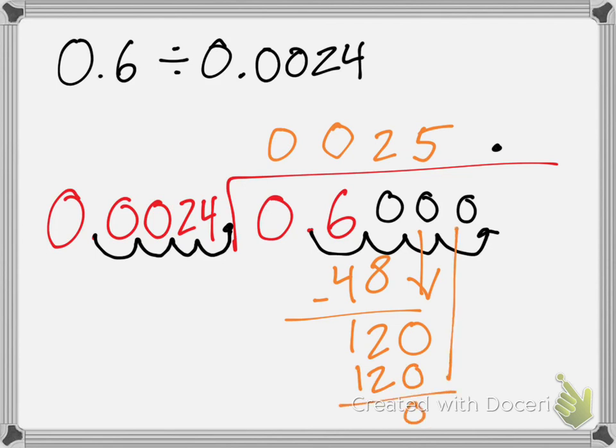I still have more to do. I bring down my 0. It goes into 0, 0 times. Do I have to do any further? Do I even have anything left to do? No! So my answer is 250.